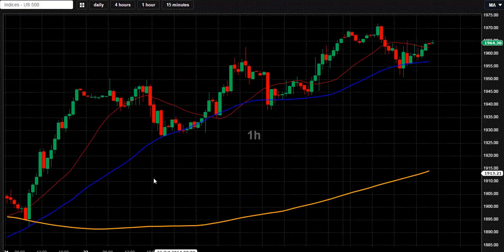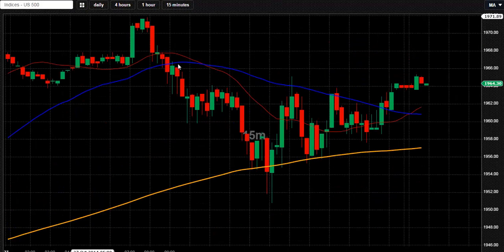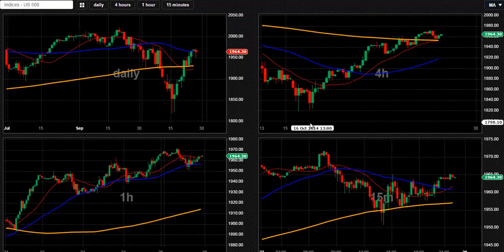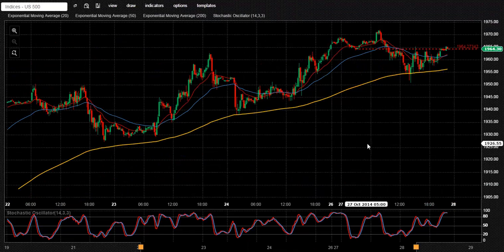Hourly time frame appears to be the same. Buy zone between 20 and 50 period moving averages, higher highs, higher lows, a bit of a sell-off around 1955 down to 1950, and then a subsequent rally into close as well. And if we look at our 15 minute, we can see that price action is coiling. So what I'll do is open up the advanced charts and look into that in further detail.